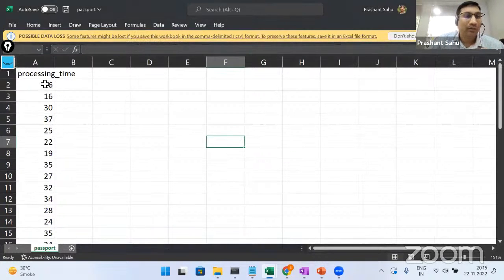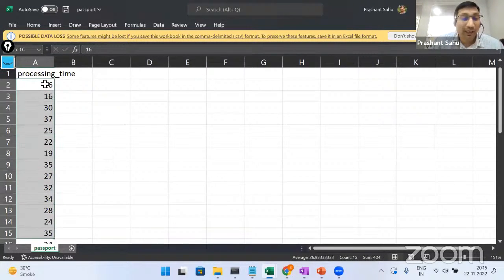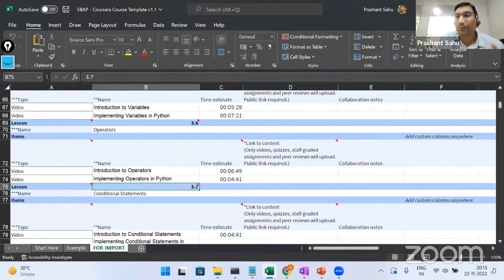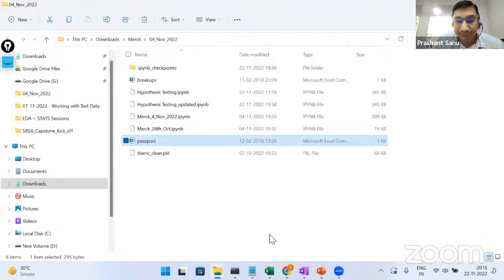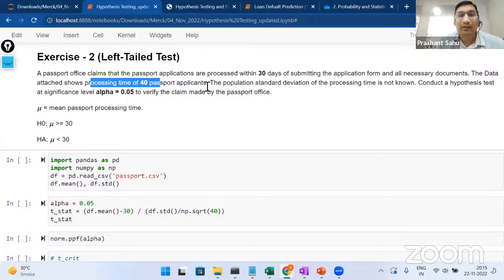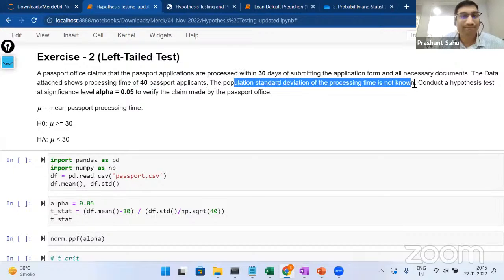Okay. So of 40 applicants, this data was collected. And now I am going to use that data in my Python code. So I have this data of 40 passport applicants. Now the population standard deviation is not known. It is not known right now.